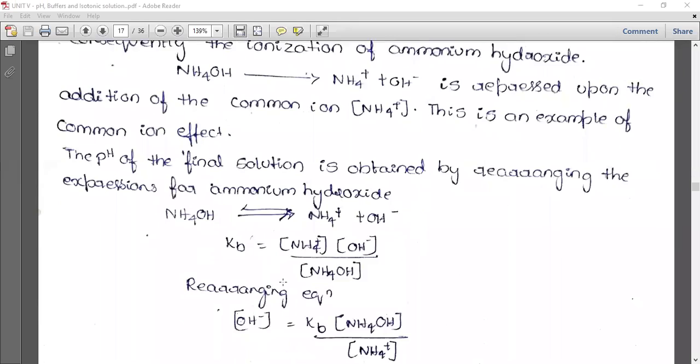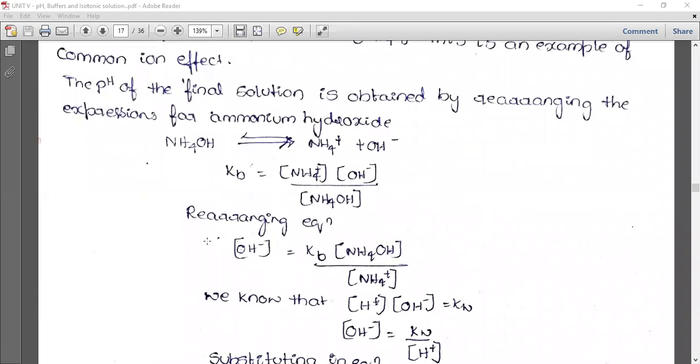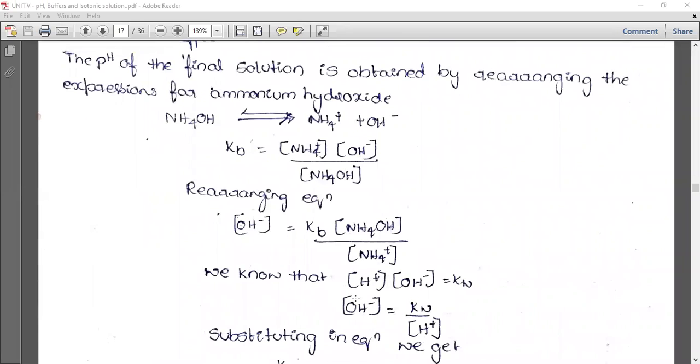So similarly for this, if we are trying to apply, Kb is equal to ammonium ion into hydroxyl ion divided by ammonium hydroxide. Just rearrange the equation, keep hydroxyl ion as it is, Kb into NH4OH, we are taking it this side. This ammonium ion comes to this side, so hydroxyl ion is equal to Kb into NH4OH divided by ammonium ion. We know that hydroxyl ion into hydrogen ion is equal to Kw, right? So hydroxyl ion is equal to Kw divided by H plus.